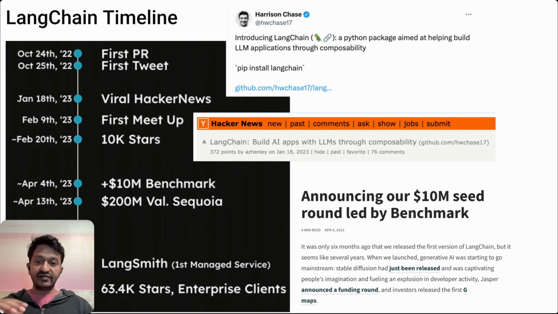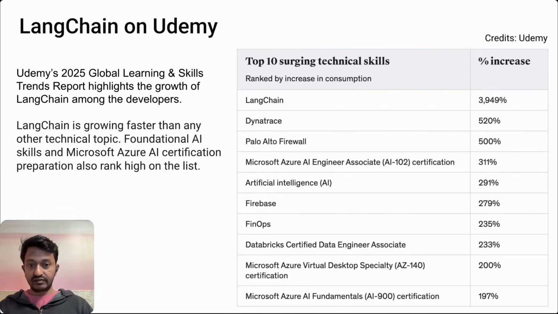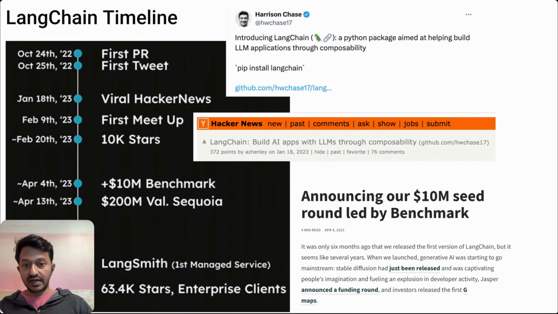And then it went viral on Hacker News. I think somebody posted it on Hacker News and it kind of went viral. As you can see, 372 points and 76 comments. That's really good stats. Everybody started saying, "Hey, what is LangChain? Let me use LangChain." And that was on Jan 18th, 2023. And then Feb 9th was their first meetup held.